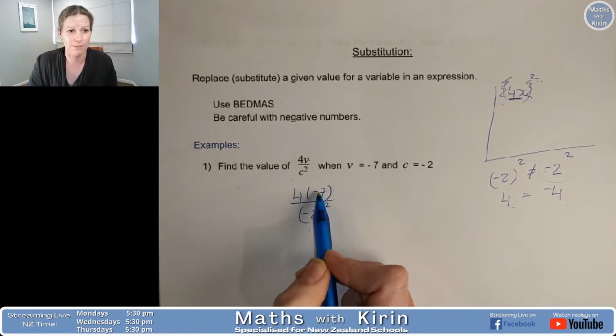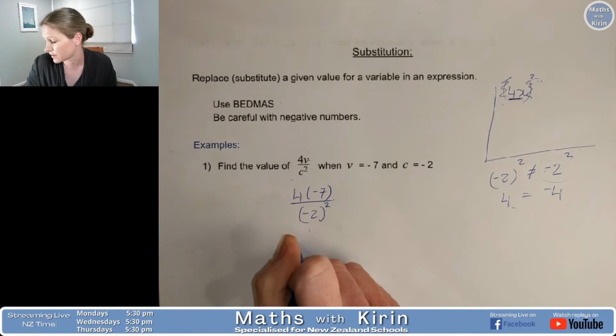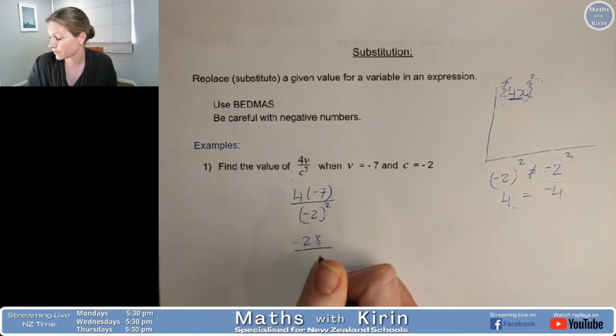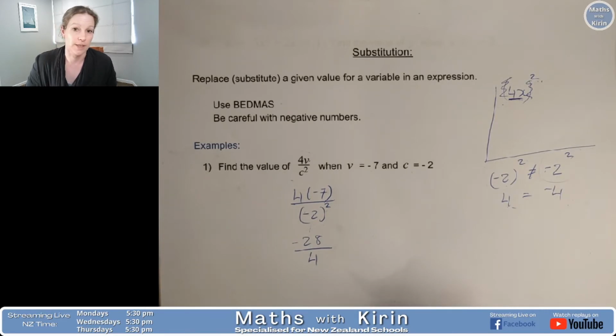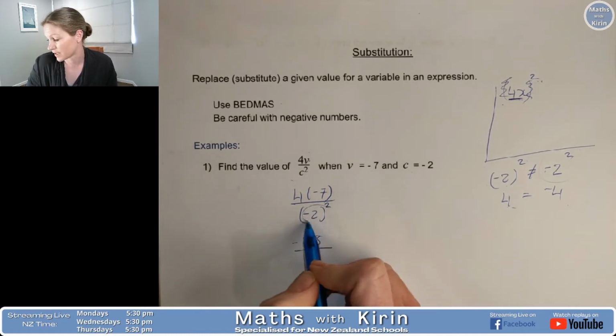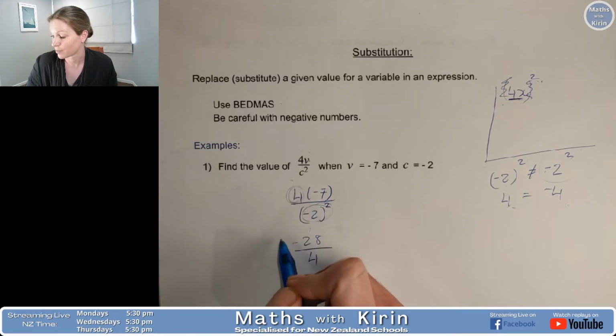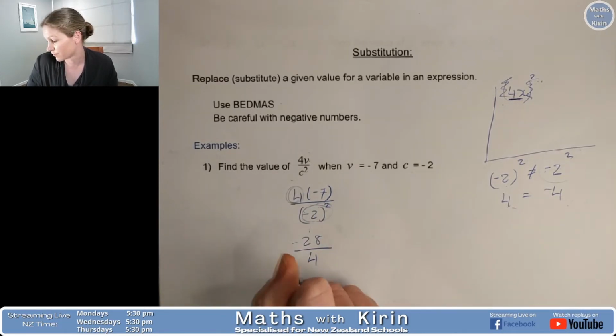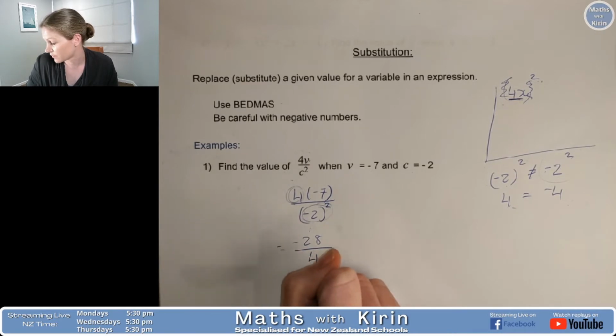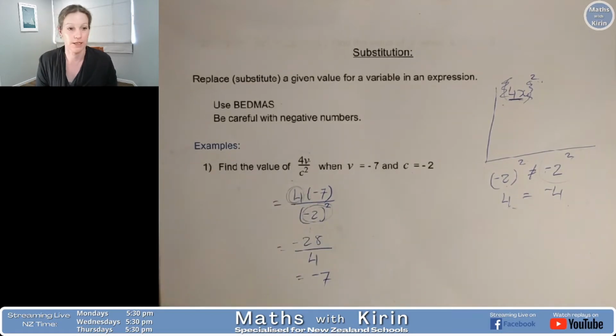And then from here we can multiply out. So 4 times negative 7 is negative 28, and negative 2 squared is positive 4. And then simplify our fraction. Coincidentally, this ends up being 4, and this ends up multiplying by 4, so they would end up cancelling out. Or if we simplify, we get negative 7 as the final solution. Okay.